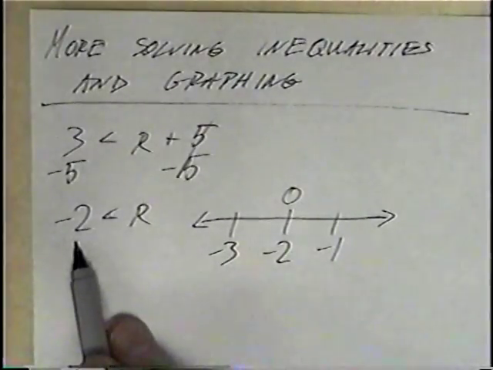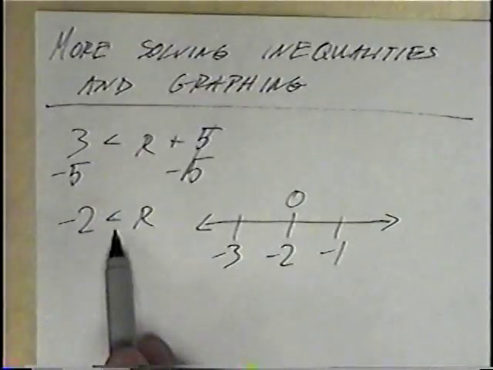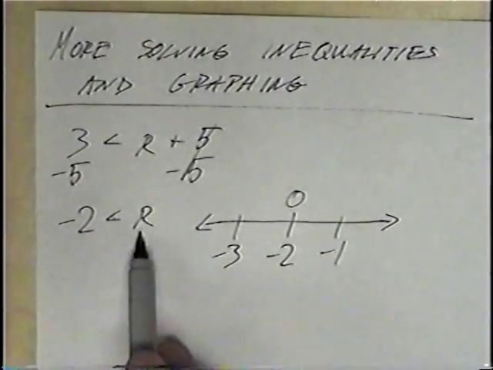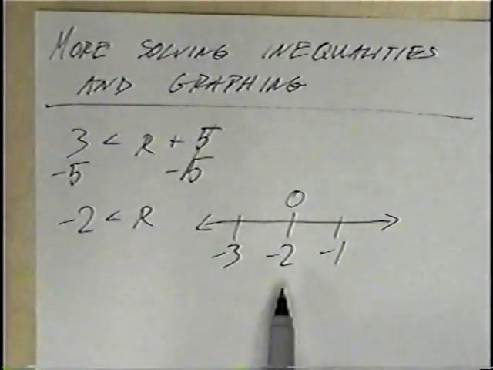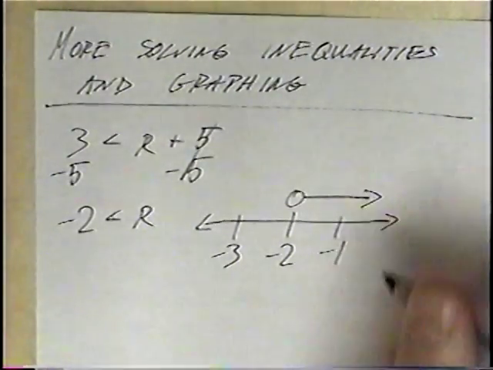And the inequality is -2 is less than r. -2 less than means -2 is smaller, and r, the variable, will be bigger. So we want the bigger numbers from -2. Bigger numbers are to the right.